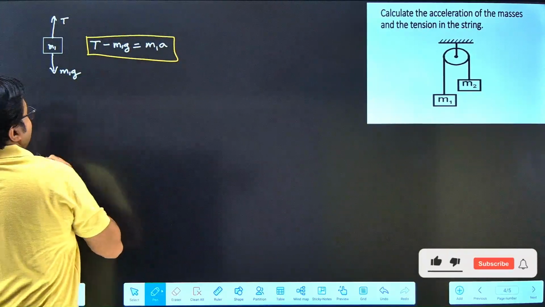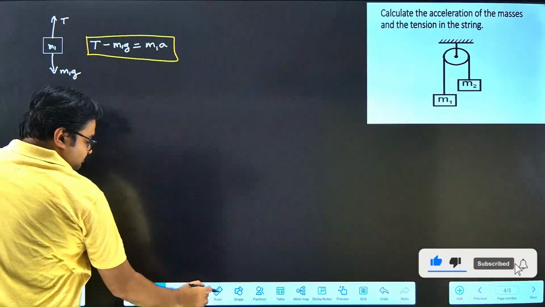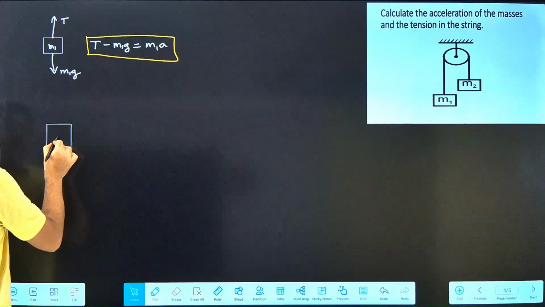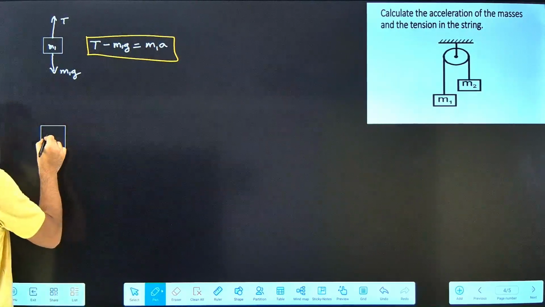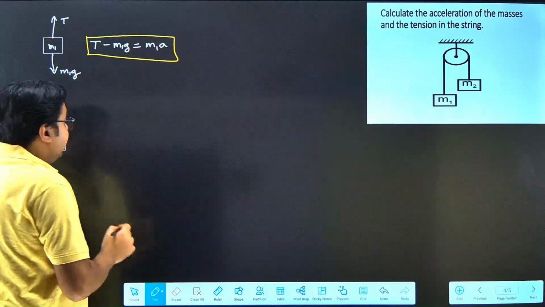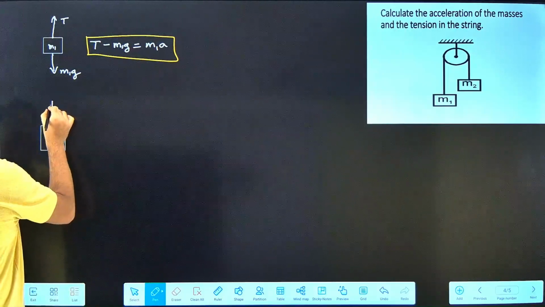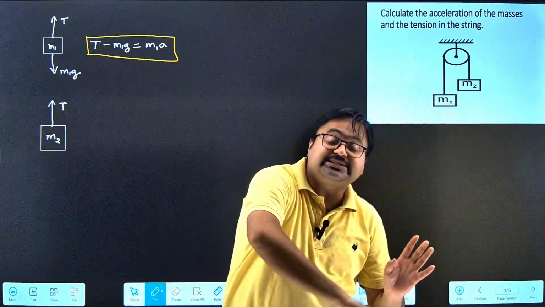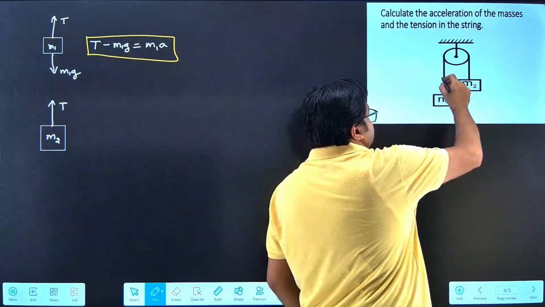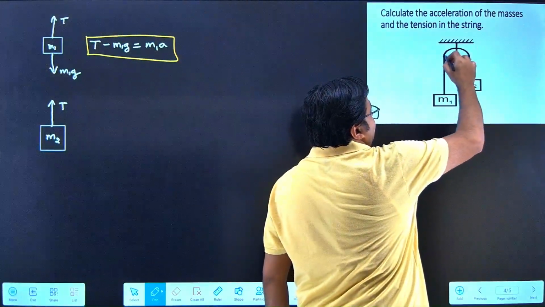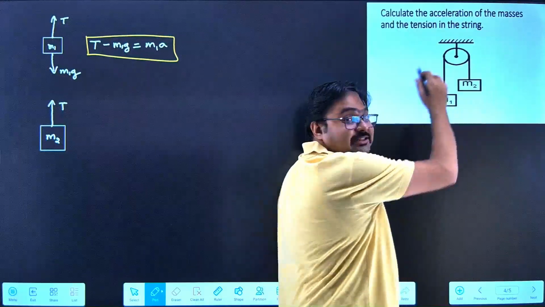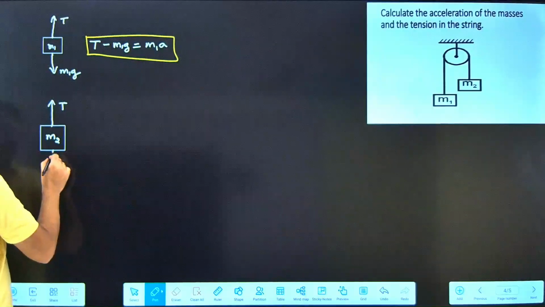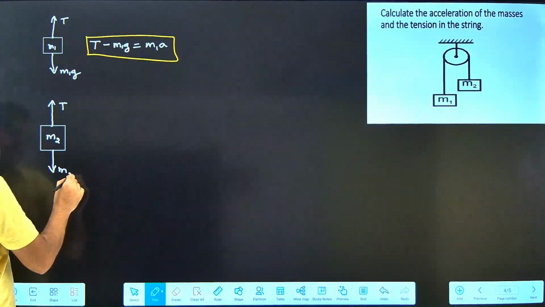Let me draw the free body diagram for the second mass as well. So we have mass M2 this time, and M2 experiences the same tension. What a pulley does really here is that it simply changes the direction of the force. The force that was like this has now gone over the pulley. Now it's the same tension acting on that mass as well. So tension acts in the upward direction, and then the weight acts in the downward direction. Let me call that M2 into G.